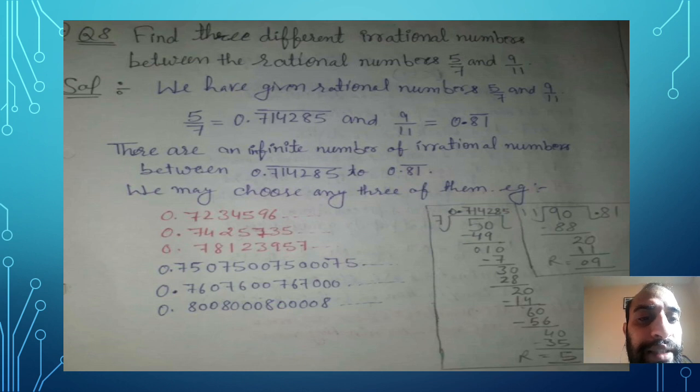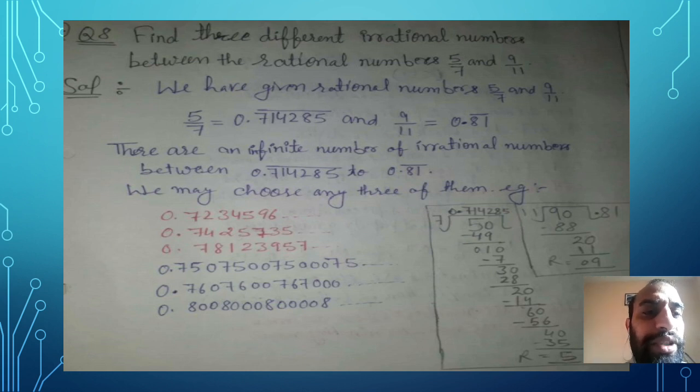Next case, 0.76, 076, 0076. Once again 76 is repeating, but the number of 0s is different. In the last case we can take 0.8, 0.808, 0.80008. You can see here after the first 8 there is one 0, after the second 8 there are three 0s, after the third 8 it is four 0s. This is the difference between rational and irrational numbers.